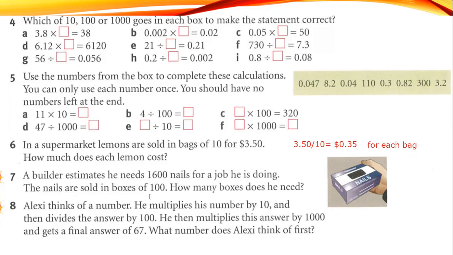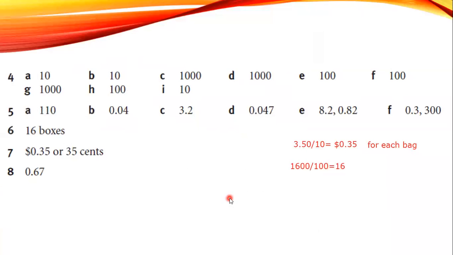So you just simply divide this, okay. So once you divide 1600 by 100, you will get the answer that is equal to 16. So how many boxes does he need? I think it's multiply, not divide. Let's check this one, because he said how many boxes needed. No, it's right, we are right, okay.